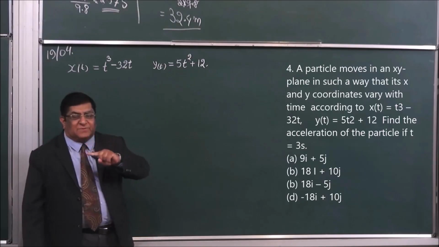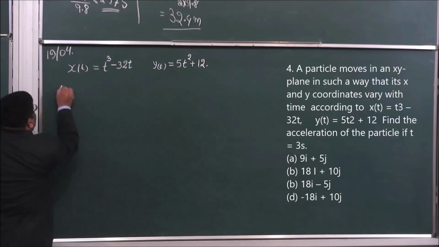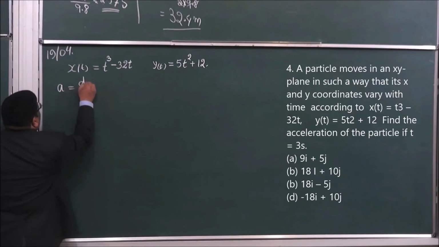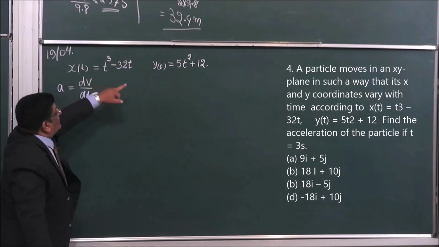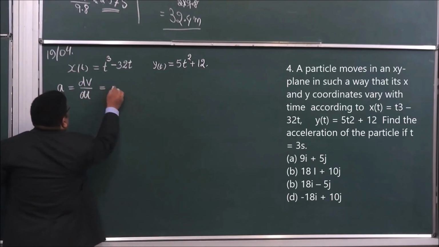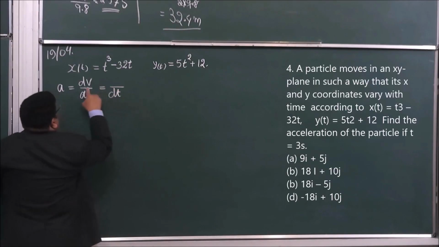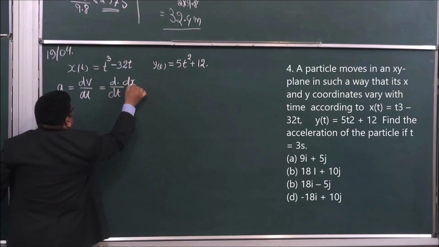तो डिस्प्लेसमेंट से एक्सेलरेशन कैसे निकालते हैं? हमको पता है एक्सेलरेशन इज dv by dt, चेंज इन वेलोसिटी डिवाइडेड बाय चेंज इन टाइम. पर यहाँ तो वेलोसिटी नहीं है, ये डिस्प्लेसमेंट है, तो यहाँ पर dt को वैसा ही रहने देते हैं, और dv, v क्या होता है? वेलोसिटी. वेलोसिटी इज dx by dt. So this will be d by dt of dx by dt.